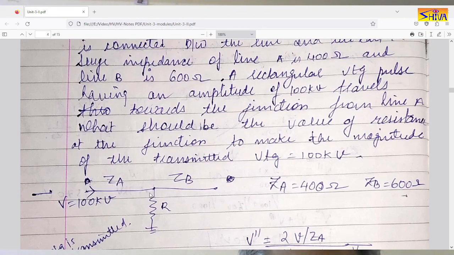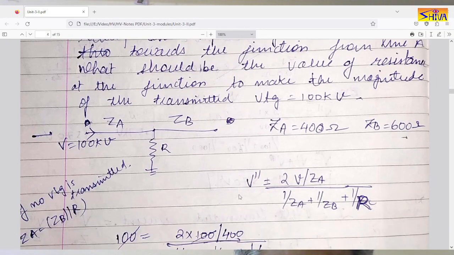Two lines connected in series, ZA and ZB, and at the junction we are having resistance R. In the numerical it is mentioned that a surge voltage of 100 kV is moving along this line. So we have to compute the value of R so that whatever voltage is coming at this junction should enter ZB as it is. It means there should be no reflection, only transmission. ZA is given 400 ohms, ZB is 600 ohms.